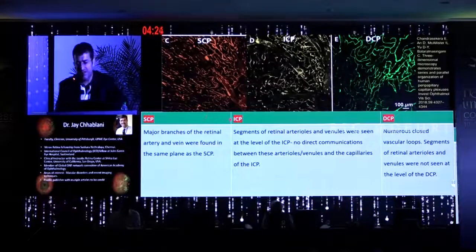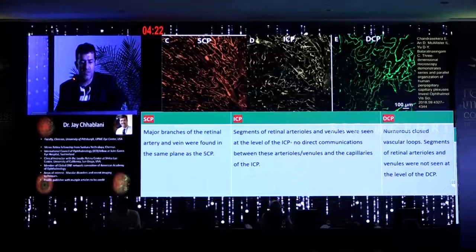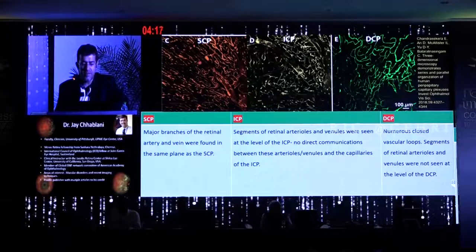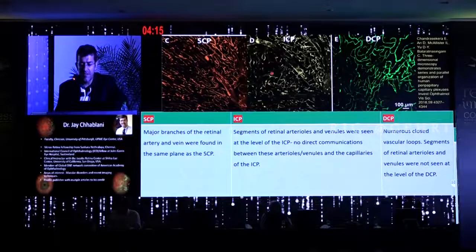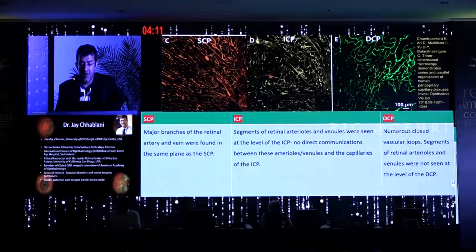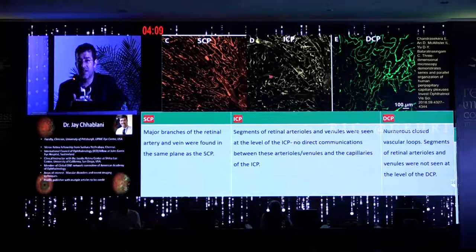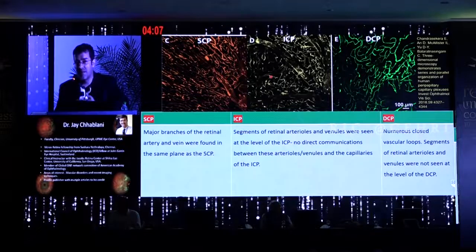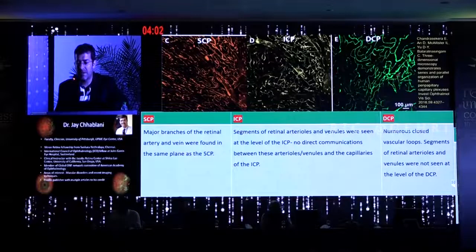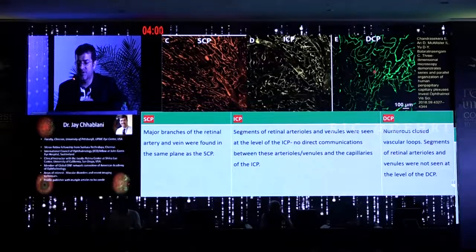What about the rest of the plexuses? As we saw in the porcine model, the superficial one has the major branches of the retinal artery and veins. The intermediate one has segments of retinal arterioles and venules. However, there is no direct communication in the intermediate one between the arteriole and the venous system, but in the deep capillary plexus, we can see closed vascular loops.